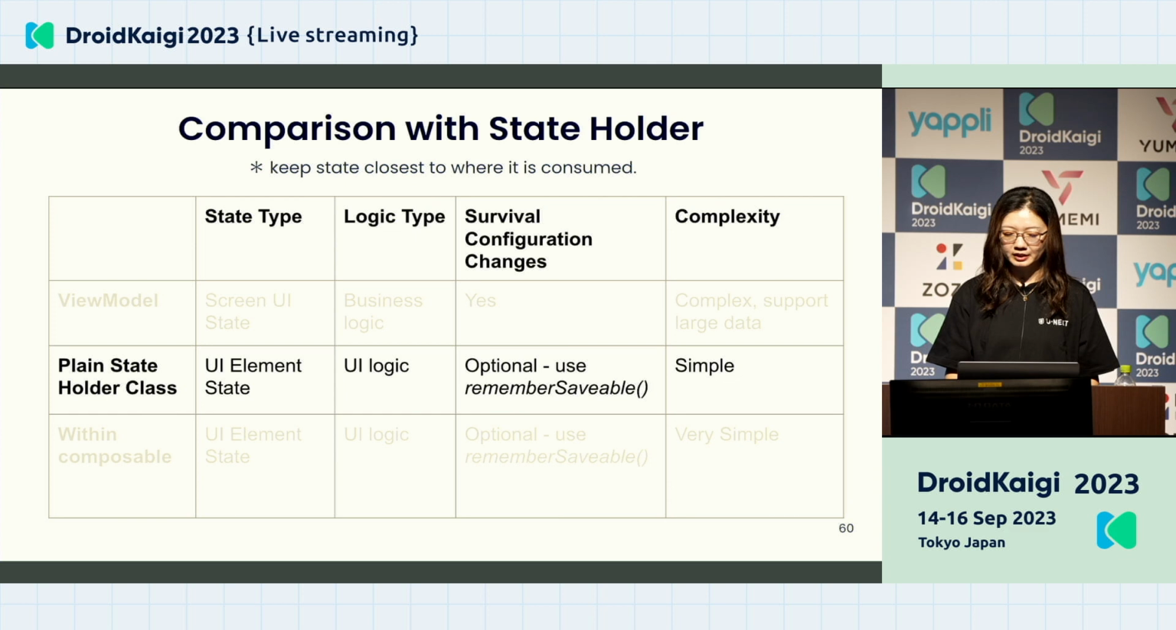As for the state holder, it manages UI element states, including properties that impact how UI elements are rendered, like attributes such as visibility and colors. The state holder is typically responsible for supporting simple UI logic. Unlike view model, state held by the state holder class doesn't normally survive configuration changes. However, we have the option to use the rememberSaveable function to enable it. Therefore, it's advisable to handle simple states inside the state holder class.